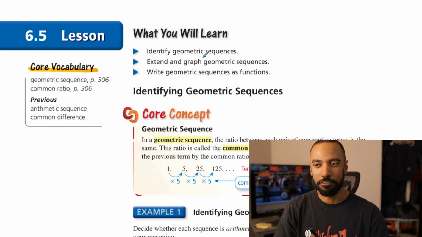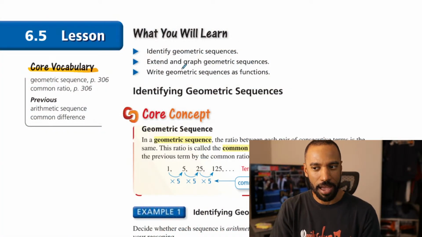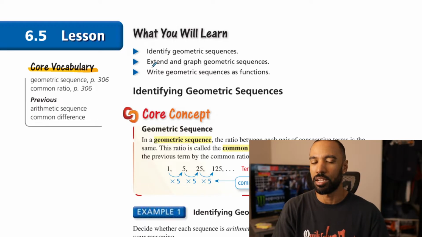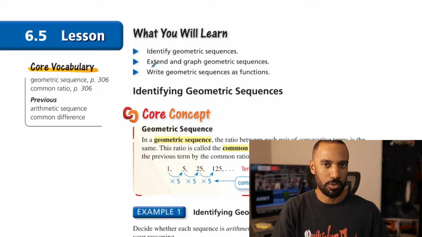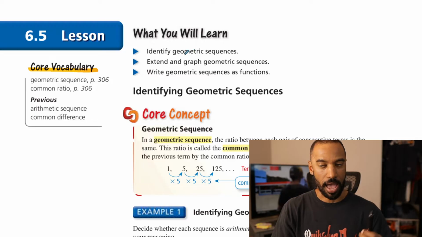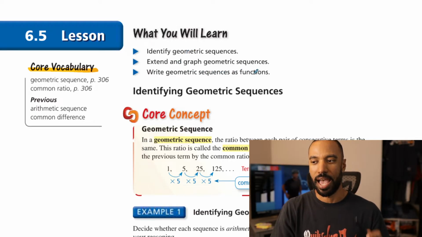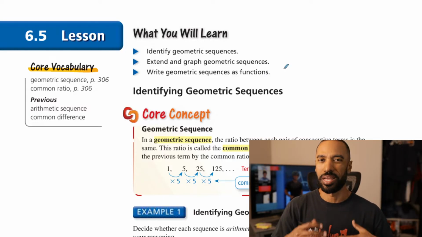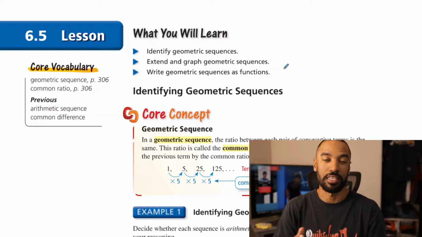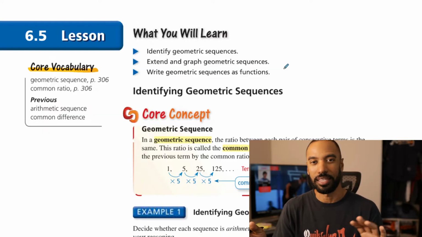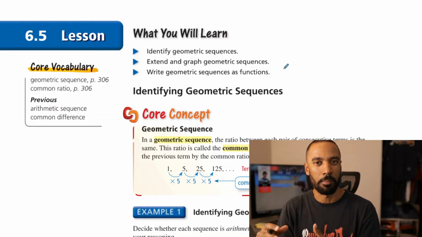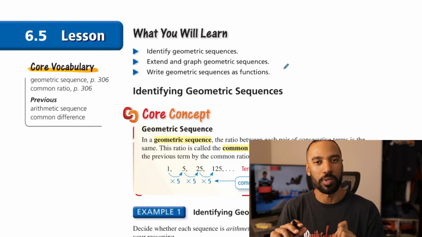You're going to learn to identify geometric sequences, extend and graph them. By extension, I think they mean write the next few terms in the sequence after we understand how a geometric sequence works, and write geometric sequences as functions. This is where we start to do that explicit rule thing, so having that formula in mind. It should look a lot like the other formulas we had, or a lot like the arithmetic sequence rule, kind of how we went about that. So we'll make use of that once we get there.